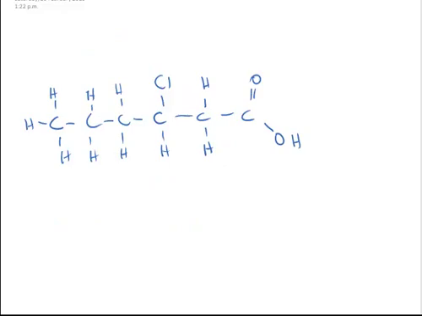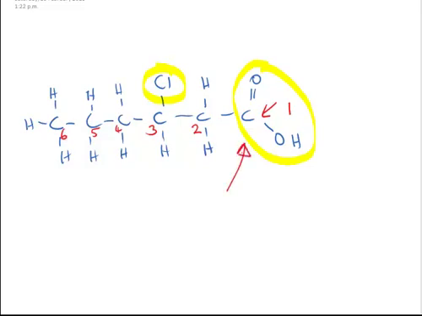Okay, now when we're looking at this one, we notice of course it's got the carboxylic acid group there, and then we've got a chlorine there. Now because it's a carboxylic acid, this carbon is always going to be the number 1 carbon. Now that obviously makes this the number 2, 3, 4, 5 and 6. Take care with your numbering. Often students tend to miss the first carbon in the counting.